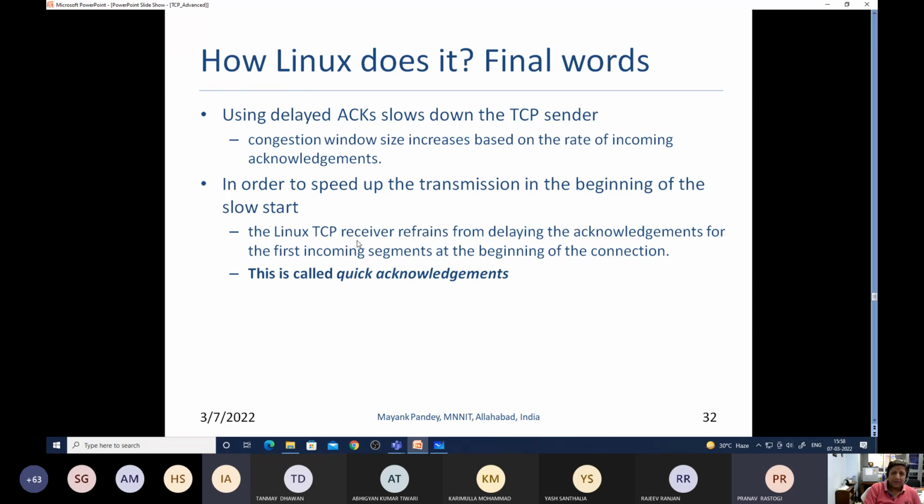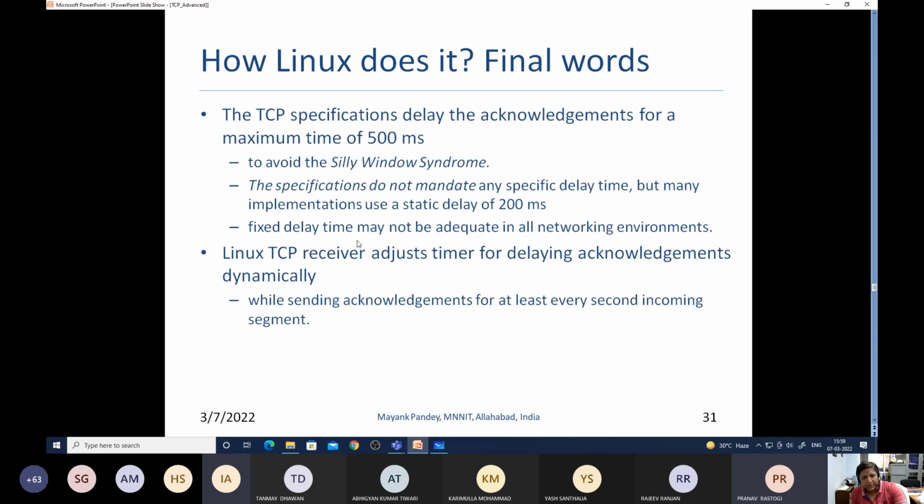So in order to speed up the transmission in the beginning of the slow start, the Linux TCP receiver refrains from delaying the acknowledgements for the first some incoming segments at the beginning of the connection. Then it sends acknowledgement for every packet. This is called quick acknowledgements. So these are some fine adjustments that Linux has made in its TCP implementation.